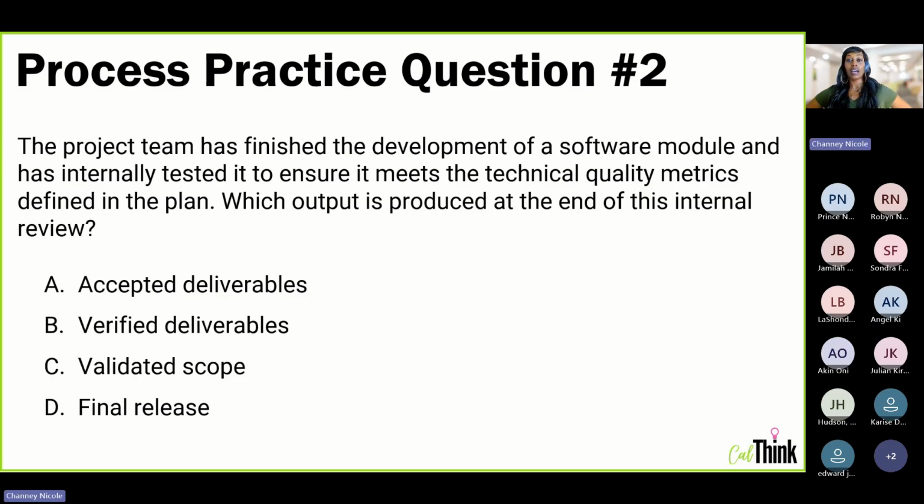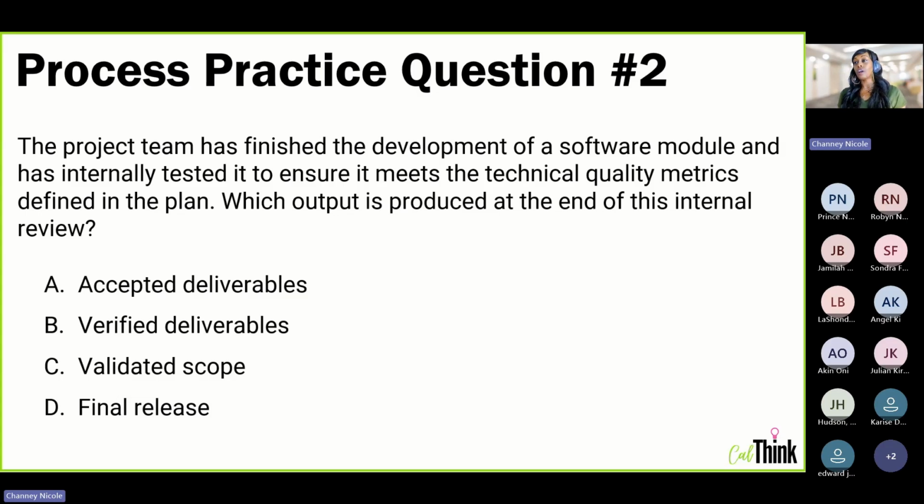What are you guys thinking? After a review, an internal quality review, that's probably the key word there. What are you going to have as a result of that process? Don't be afraid to guess wrong here. I am going to give you the right answer, and I'm going to show you how to logically think through these questions. That's why we're here. All right, Carice says B, verified deliverables. I need one more. Okay, I got a few Bs. Nice. Okay, seems like we're on the same page there.